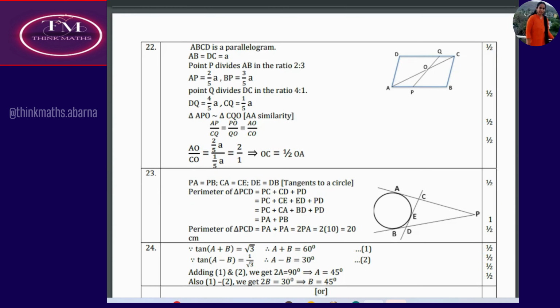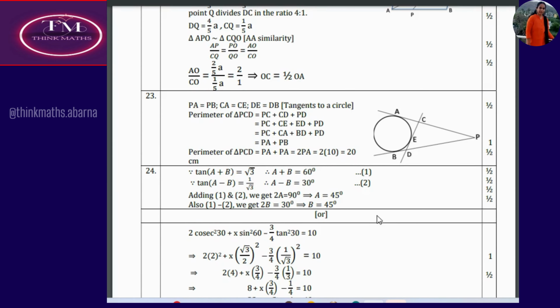Next question 23. Here you have to find out the perimeter of triangle PCD. First step, if you write that the tangents are equal, then you will be getting half marks. Then perimeter of triangle PCD: if you write PC plus CD plus PD and prove that PA plus PB, you will be getting 1 mark. Last, if you find out the answer, that is half mark. So totally you will be getting 2 marks for this.